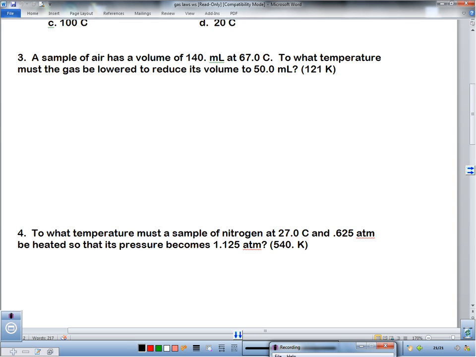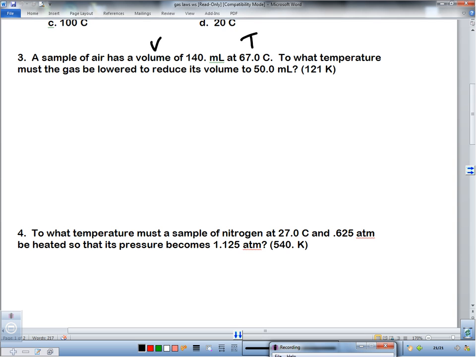Casey? I have a volume, right? So it says volume. Super. What else? Temperature. Any talk of pressure? No. So we're not going to have pressure in the equation. We're going to assume constant pressure.